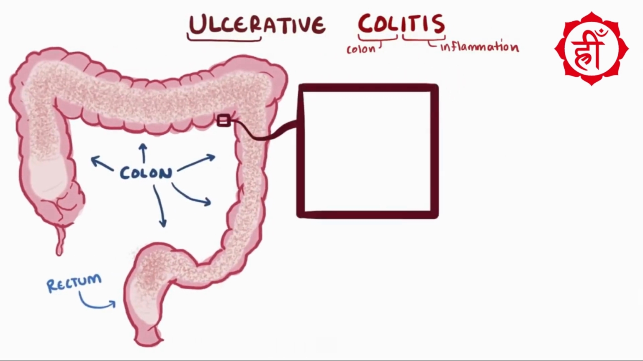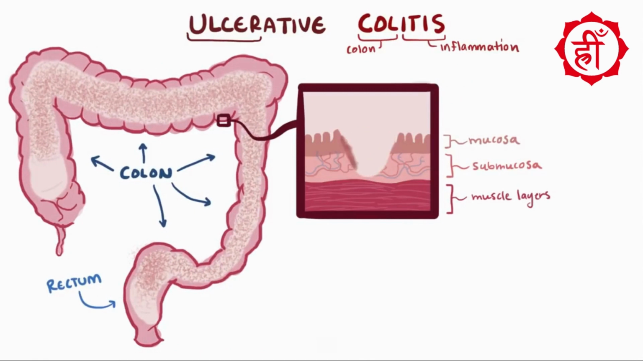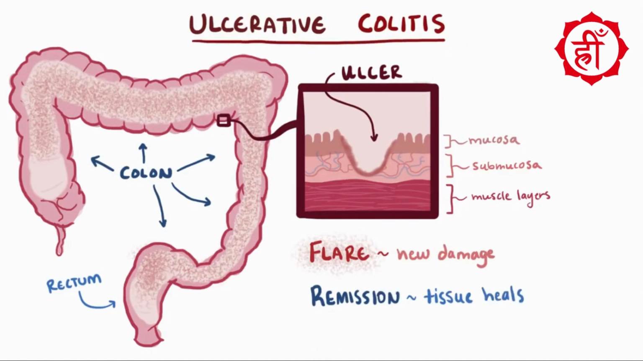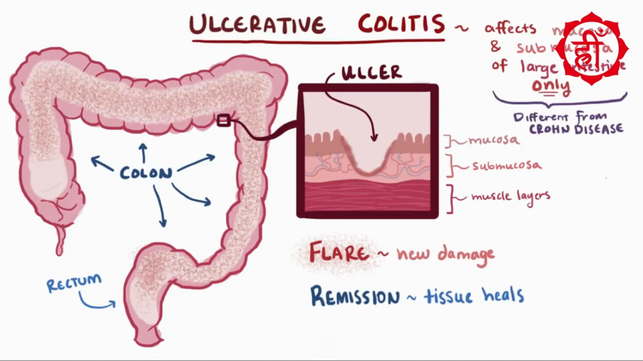These ulcers are spots in the mucosa where the tissue has eroded away and left behind open sores or breaks in the membrane. Sometimes there's a flare, which means that new damage has happened. And then there are periods of remission when the tissue starts to heal up. Ulcerative colitis is actually the most common type of inflammatory bowel disease. Not that there are that many, but this one causes inflammation and ulcers in the mucosa and submucosa of the large intestine only. Which is an important point that sets it apart from Crohn's disease, another inflammatory bowel disease.